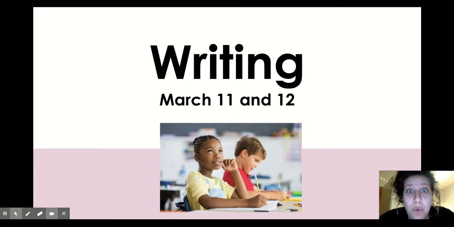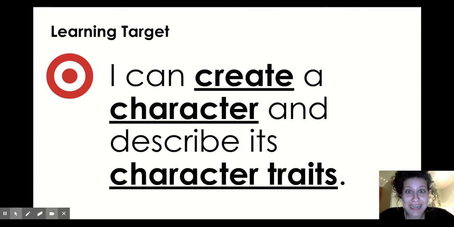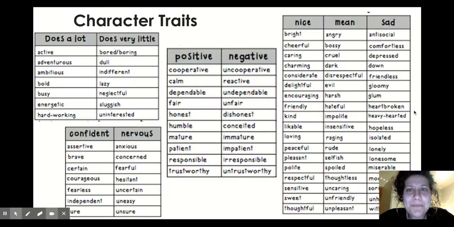Today, we are going to work more with characters and character traits. Let's get started. All right, friends. Our learning target for today says I can create a character and describe its character traits. This is so exciting. Today in writing, we get to come up with our own character and write about what our character is like, what they act like, what they say, what they do. Let's review some character traits.